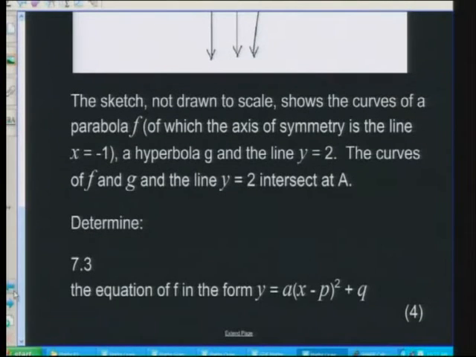The question said find the equation of the parabola in the form y is a(x minus p) squared plus q. So if we're going to put it in that form, it's y is equal to a, which is 2, and you could, if you wanted to, say (x minus 1) squared, but I don't think they will be too picky about that. And because it's not translated up and down, q is 0, and I wouldn't expect them to want that from you as well.